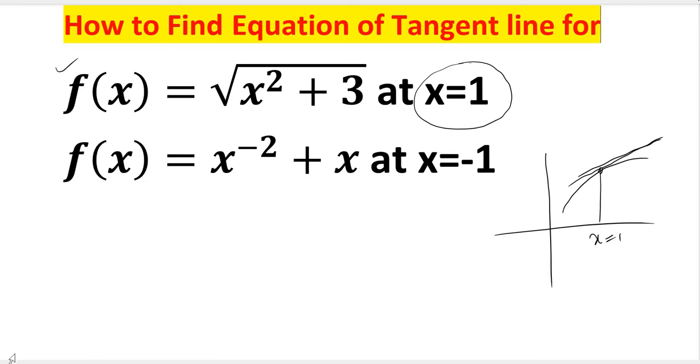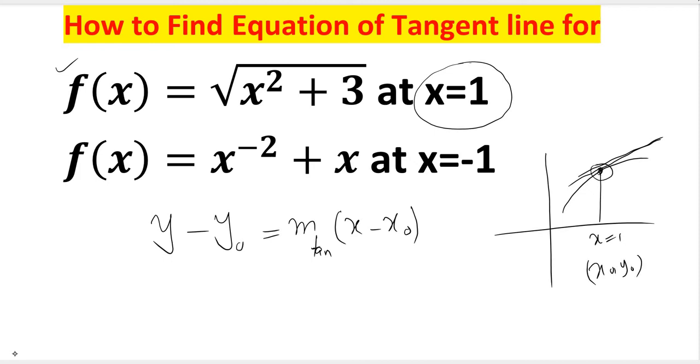So the equation we're going to find is the equation of a straight line. We know that the equation of a straight line is y minus y1, or y0 as some books write it, equals m times x minus x0, where m is the slope of the tangent line, and x0, y0 is the point from which the tangent line is passing.